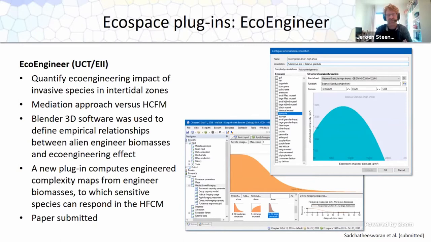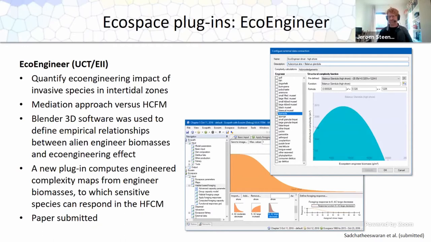She used Blender, the 3D software, to physically model engineer shapes, the barnacles and the mussels. And in a big virtual vat in the 3D software, she would pour an X amount of shells and then measure the amount of free space in between accessible to certain critters. So she used 3D modeling software to see how much different combinations of critters would generate engineering space for others. And that then she turned into mediation functions.